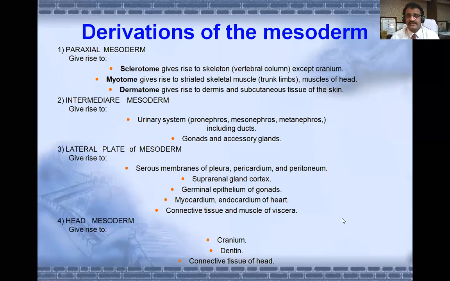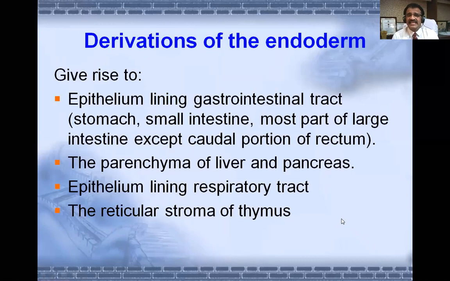Hope you got it. Now the last part is derivatives or derivations of endoderm. Endoderm will give rise to epithelium lining of the gastrointestinal tract, and that is stomach, small intestine, most part of large intestine, except caudal portion of rectum. Now parenchyma of the liver and pancreas is also formed by endoderm. So this is more details.